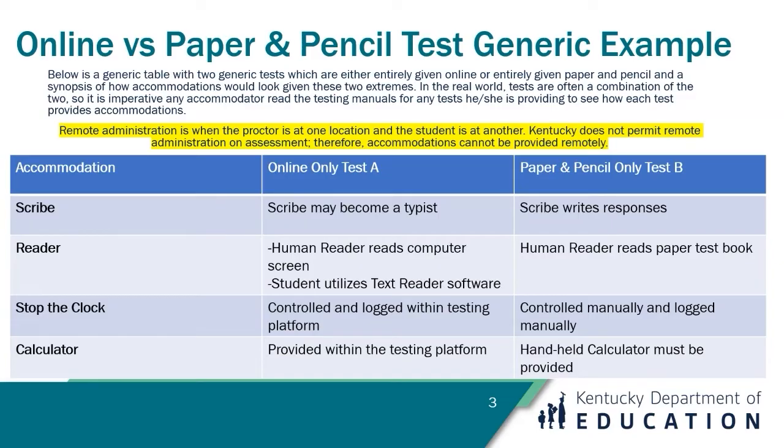Often tests, much like the state KSA test, are provided in multiple formats that include both online and paper and pencil versions. That is why it is imperative that you read the literature regarding how to provide accommodations for each and every test you provide accommodations for. The KSA, AKSA, CTE, EOP, etc. cannot be administered remotely, where the student is at one location and the proctor is in another location. Therefore, accommodations cannot be provided remotely.